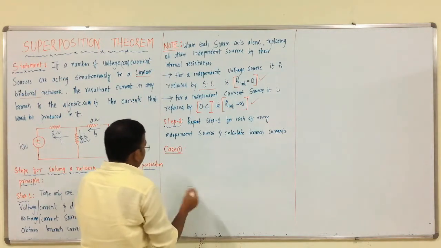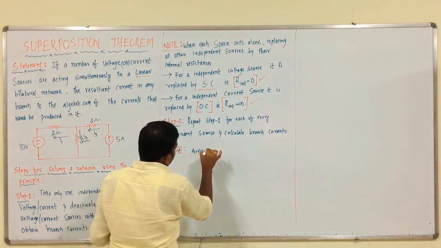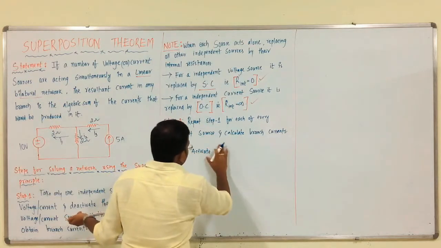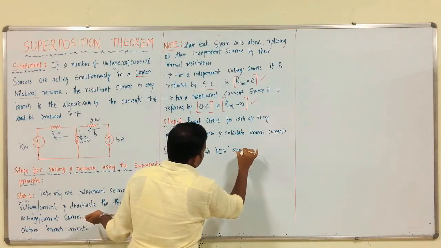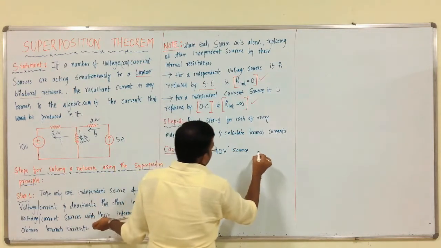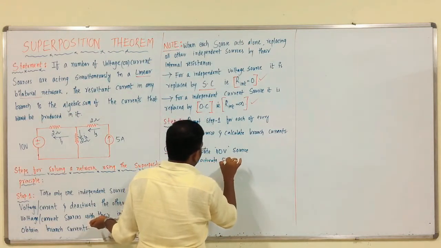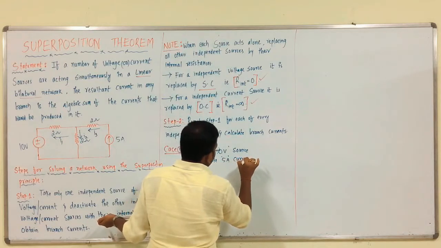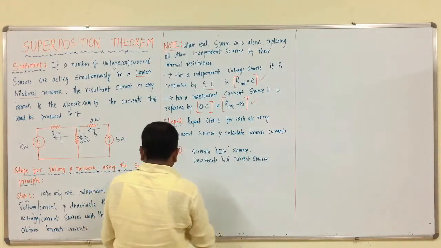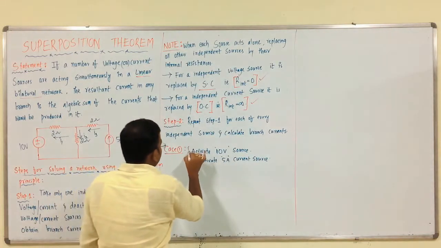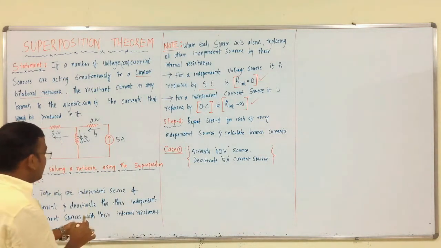First, case 1: activate the 10 volts source, deactivate the 5 ampere current source. This is my case 1. That is, activate the 10 volt source, deactivate the 5 ampere current source. Then the circuit becomes what?